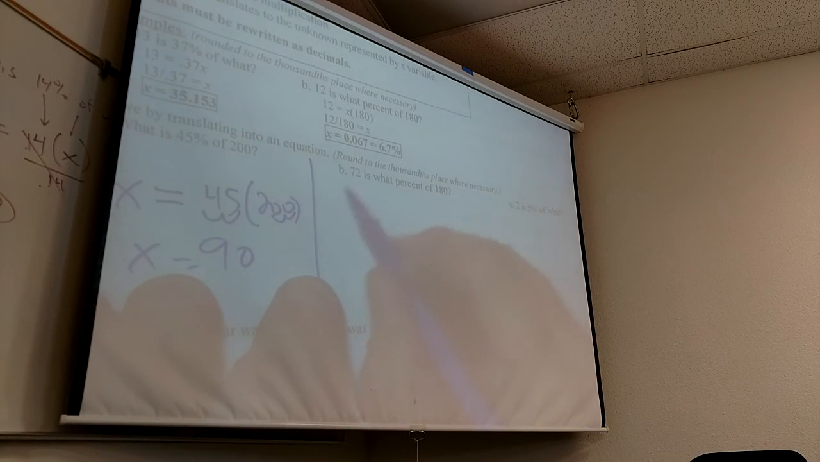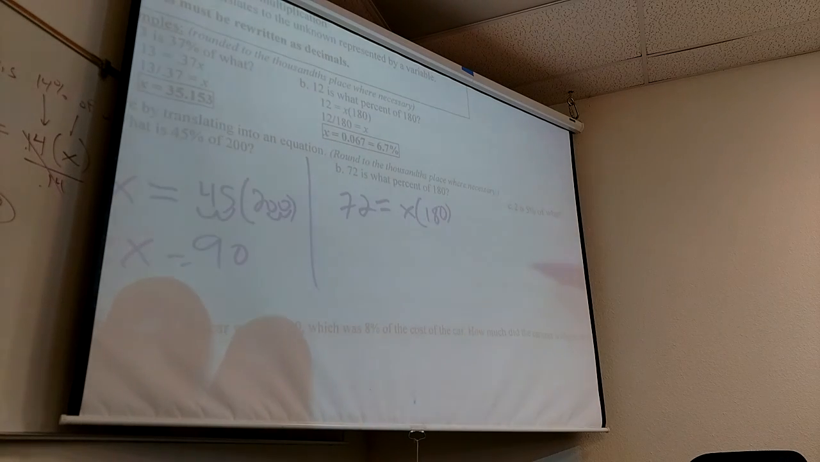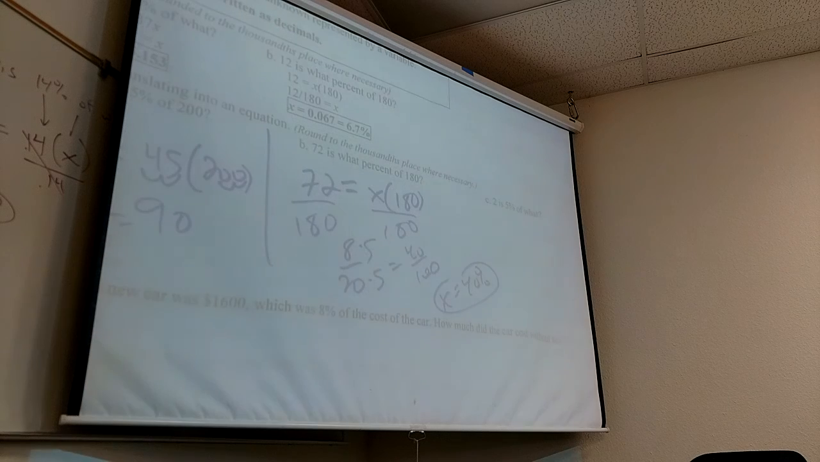And then this one, same idea: 72 is what percent of 180? It's almost the same problem. Look, I just put a 7 there. And then how do I get x by itself? Divide by 180. Now watch, what goes into 72 and 180? 7 plus 2 is 9, and 1 plus 8 is 9. So this would be 8 over 20 times 5 over 5, 40 over 100. So x is 40%. Or you could do 72 divided by 180 in the calculator. You get 0.4, move it over, 40%. Either way.